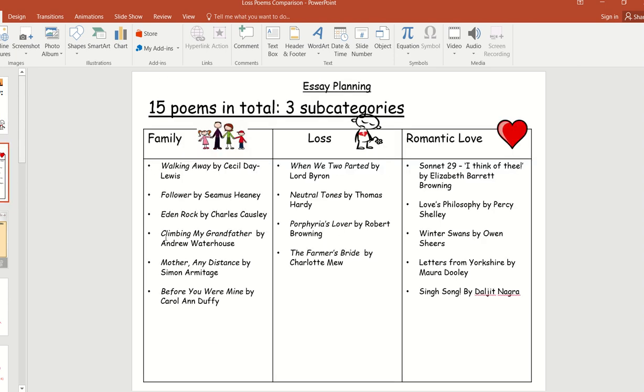Right, just a bit of a recap as to where we're at so far. So we know that in our love and relationships cluster there are 15 poems in total. Now, to make this easier for revision purposes, I've divided those 15 poems into 3 subcategories. So we've got our family poems, and we've covered all of these whilst we're in school. Now, hopefully, you should have covered and annotated these 4 lost poems this week and last week. So we've got When We Two Parted, Neutral Tones, Porphyria's Lover and The Farmer's Bride. So hopefully you've been able to annotate in your anthologies, complete your Cornell notes and complete your revision wheels.